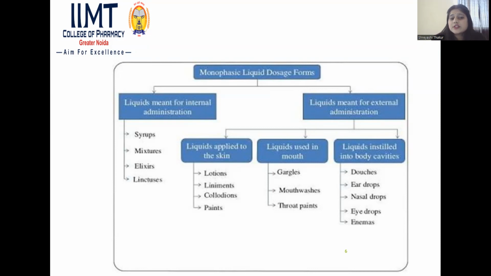For example, liquids applied to the skin include various types of lotions, ointments, creams, paints, collodions, etc. The next one is liquid used in the mouth. Examples are gargles, various types of mouthwashes, throat paint, etc. The next one is liquid instilled into the body cavities. The examples are ear drops, eye drops, nasal drops, douches, enemas, etc.